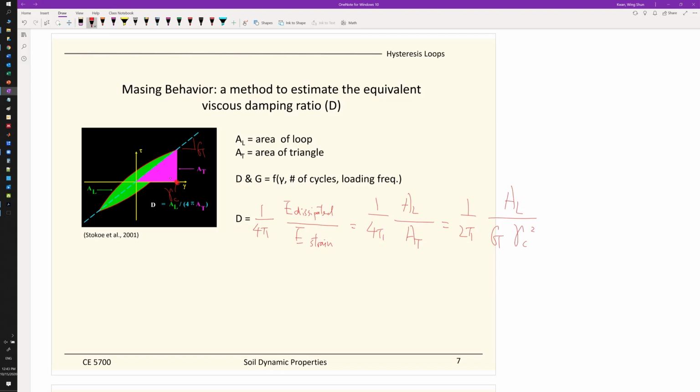Those loops and that data could be obtained from the lab. We talked about lab testing. We collect soil samples and ship them to the lab, and then induce cyclic loading on the soil samples. Then you generate all these loops, stress-strain curves. Then you can come up with the shear modulus reduction curve, and also the damping ratio curve that you will need for seismic site response analysis. Or you can do field testing too. You apply cyclic loading in the field, and then you measure the data.